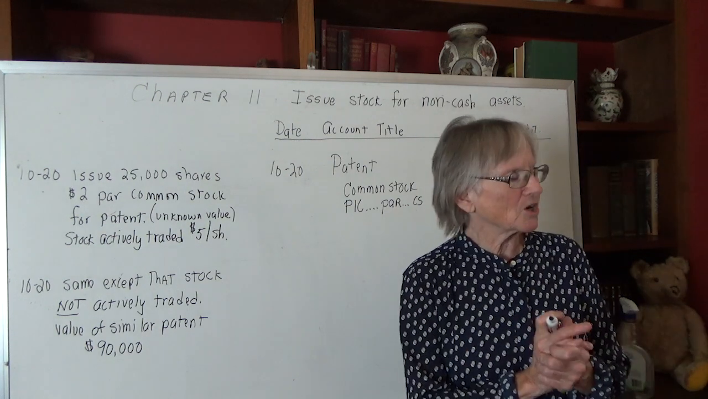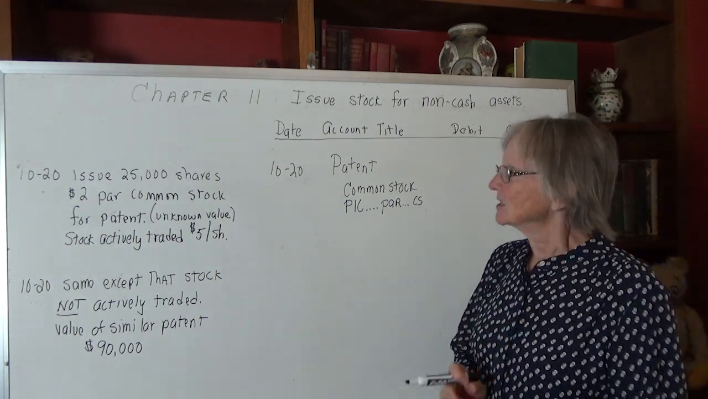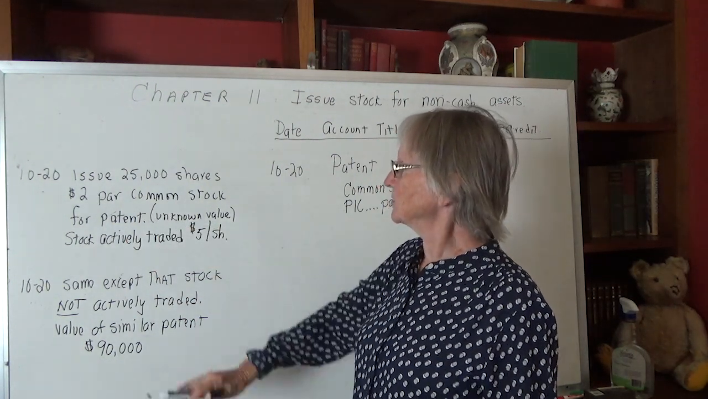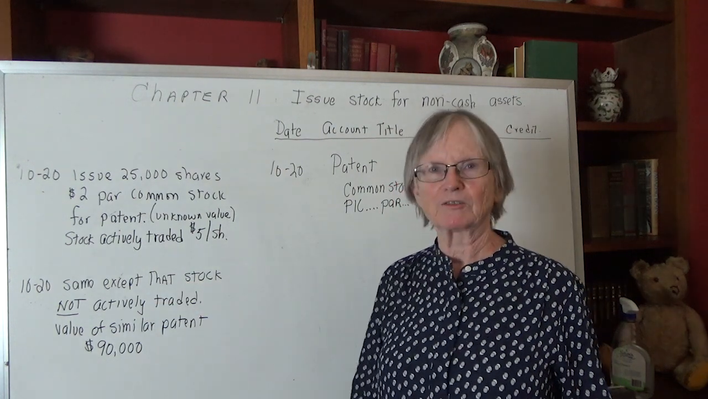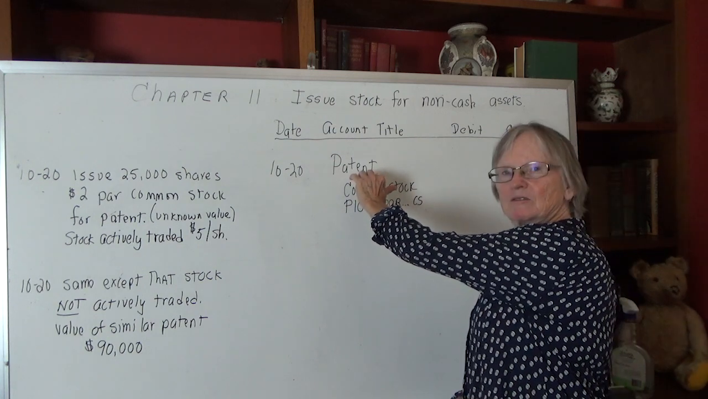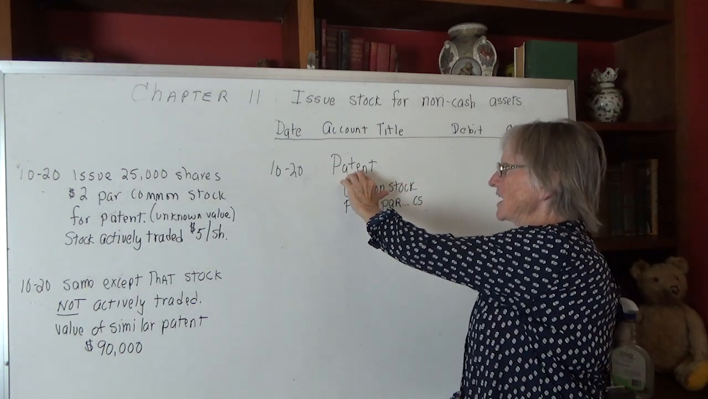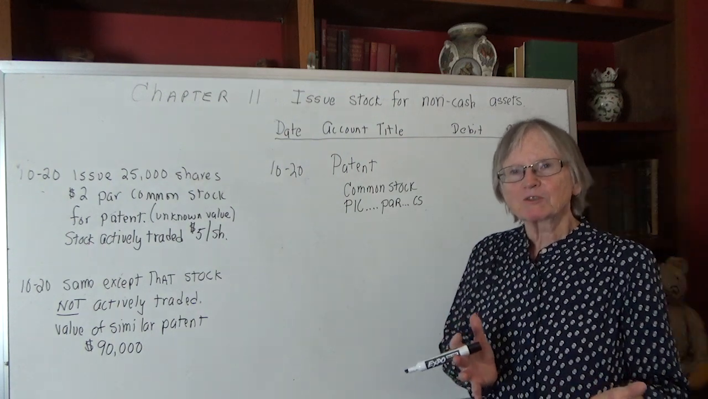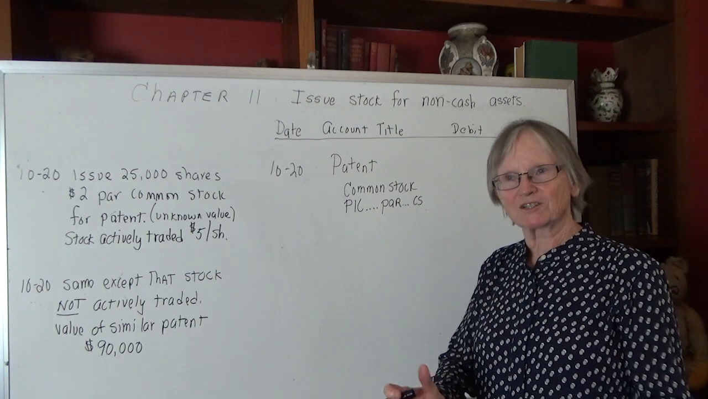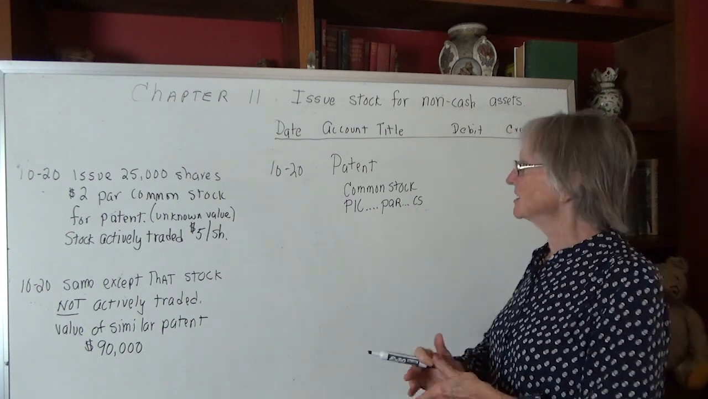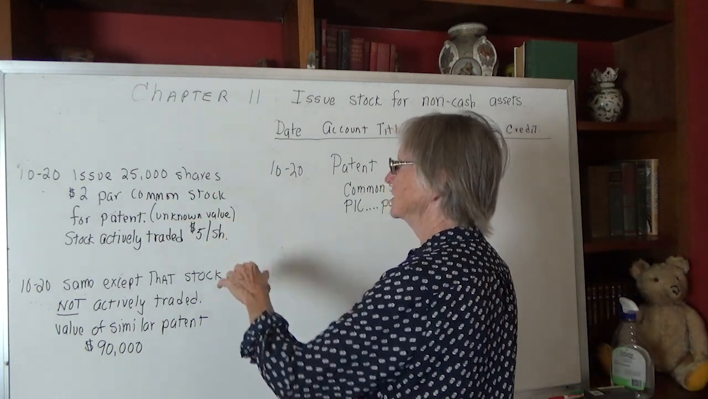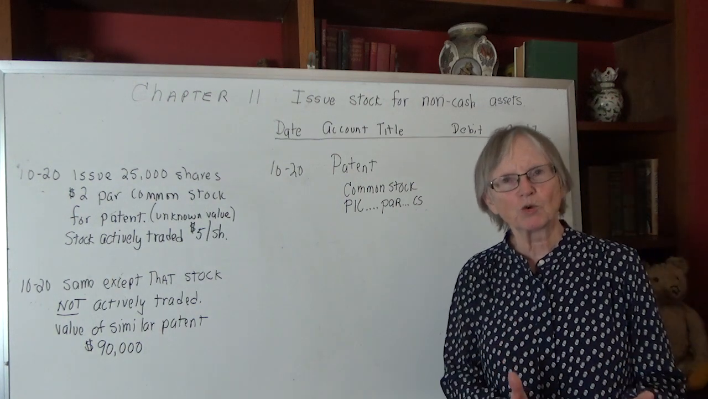Okay, so let's talk a little bit about these non-cash assets. In this one, it says that we don't know the value of the patent, but the stock is actively traded at $5 a share. What are we trying to accomplish here? We have to come up with a legitimate value for this asset that we're bringing on. If you've issued the stock for cash, you've got a value. You've got so much cash, that's what you've got, that's okay. But we don't really know the value of this patent.